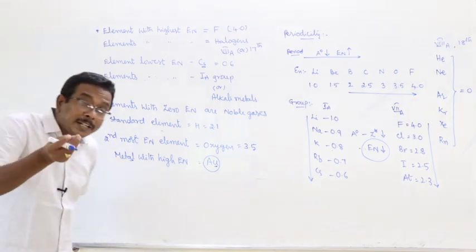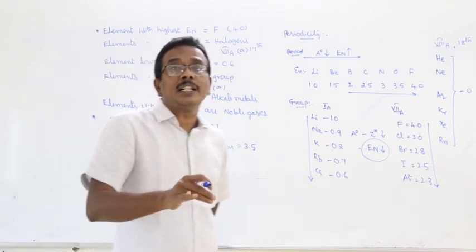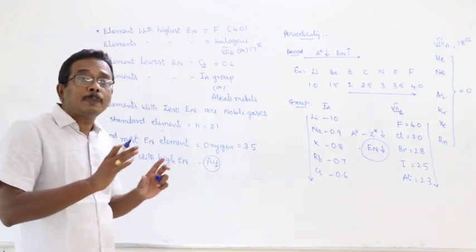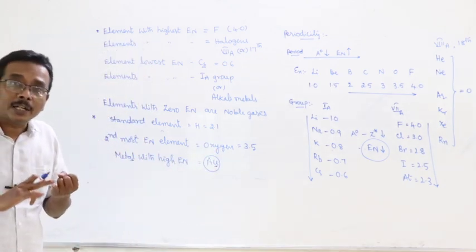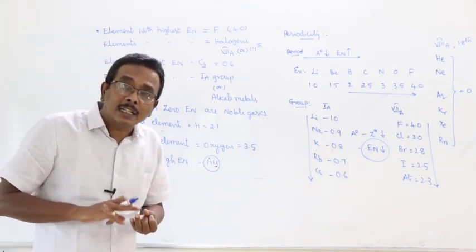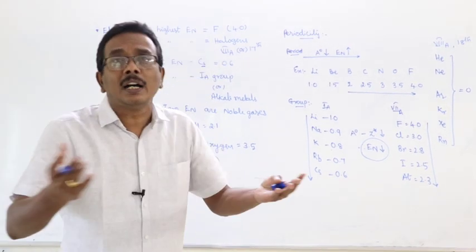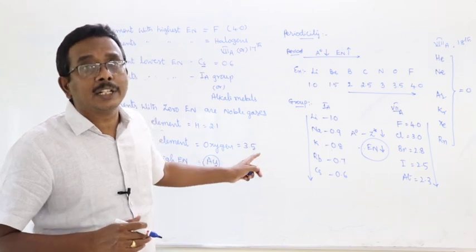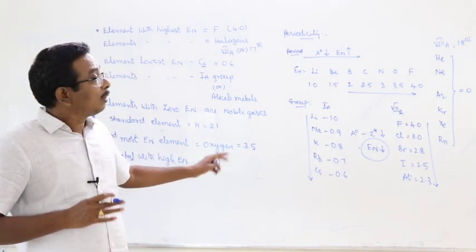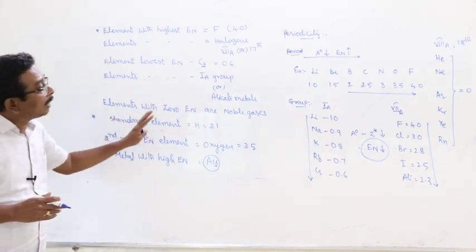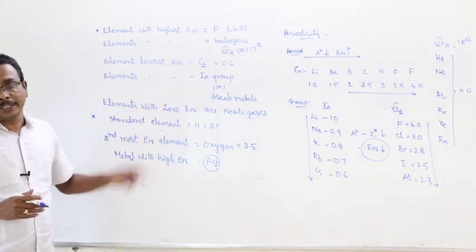The periodic property without units is electronegativity. Which one of the following periodic properties is a relative property? First option, atomic radius. Second option, ionization potential. Third one, electronegativity. Fourth one, all of these. What is the answer? Electronegativity. This is about the periodicity of the electronegativity in the long form periodic table.